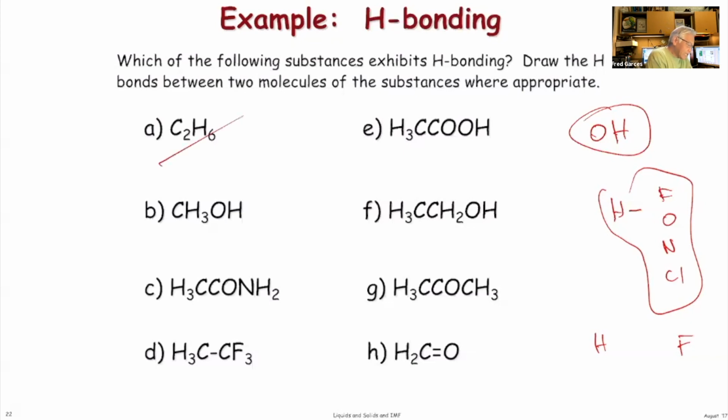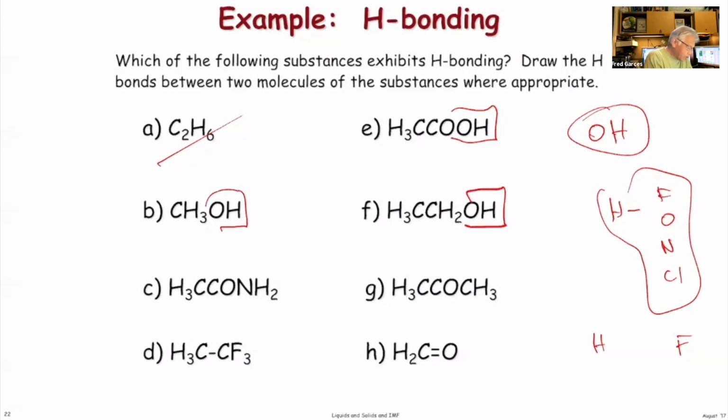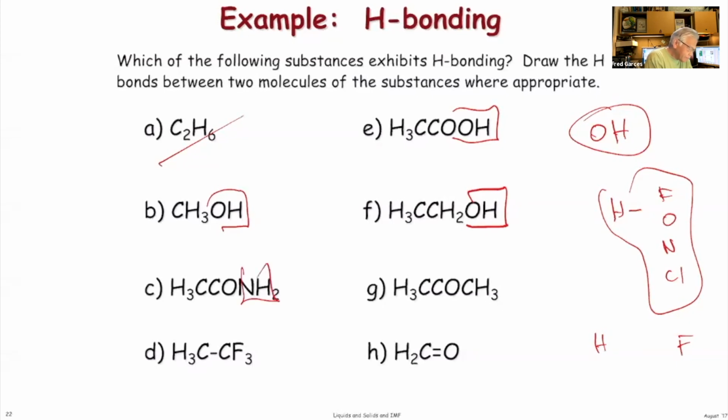So this has no hydrogen bonding. This has an OH that has hydrogen bonding. That has an OH that has hydrogen bonding. Here you have NH. So that has hydrogen bonding. Here, there is no hydrogen bonding because even though you have oxygen and hydrogen, they're not directly bonded together. You have one of the two conditions for hydrogen bonding. That is, you have an electronegative element.